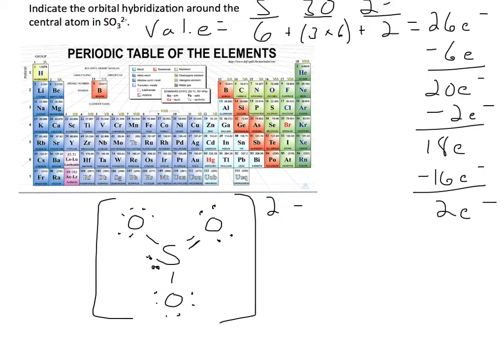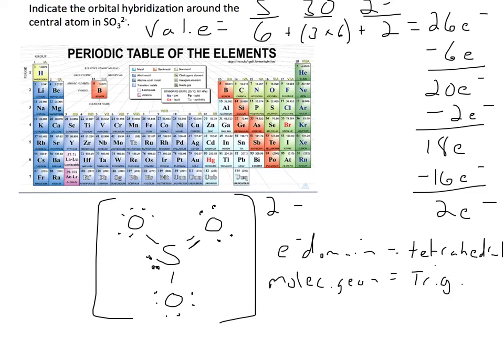Alright, and so if we look at the electron domain geometry, we notice that we have a total of 4 regions of electron domains, which means that we're going to have tetrahedral. In our molecular geometry, because we have 3 bonding pairs and 1 non-bonding, that means we're going to have trigonal pyramidal. And based on that, we have sp3 hybridization.